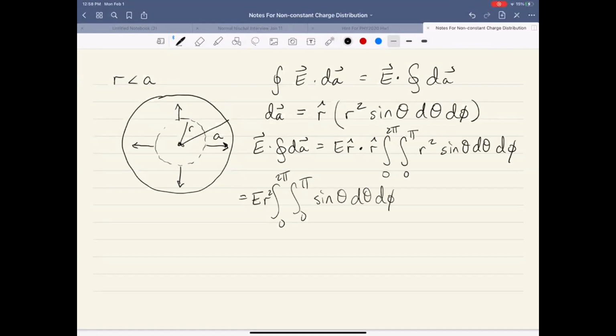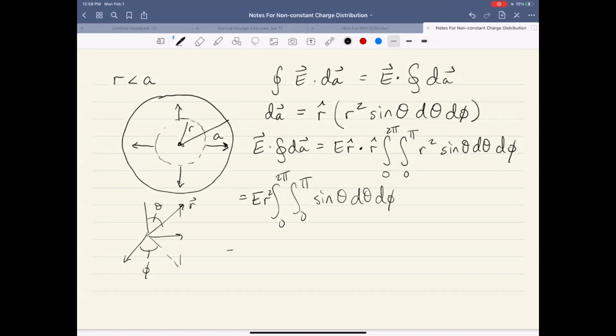Okay? Now remember your spherical coordinates. If you have some vector r pointing outward, then phi is the angle that swings from the plus x-axis all the way around. It goes from 0 to 2 pi. And theta is the angle from the z-axis, and it goes from 0 to pi. So that's why the limits of integration are what they are in this integral right here.